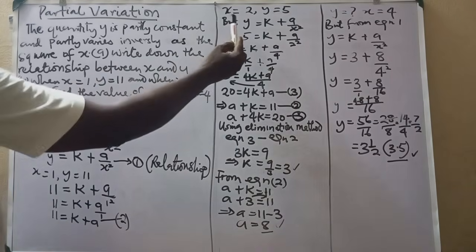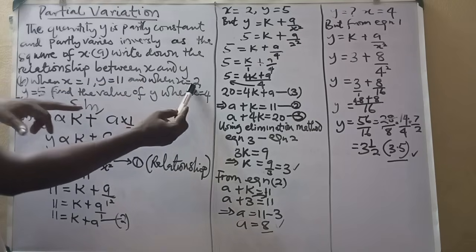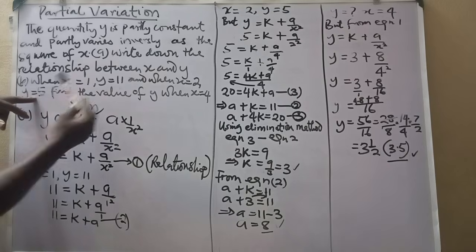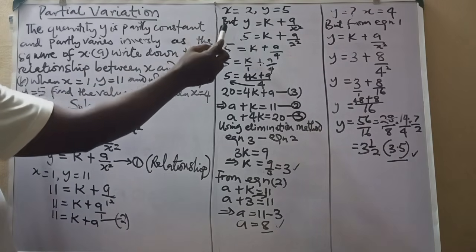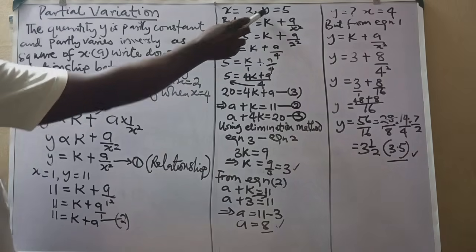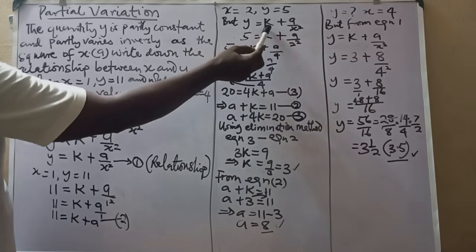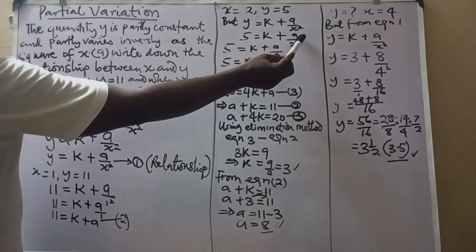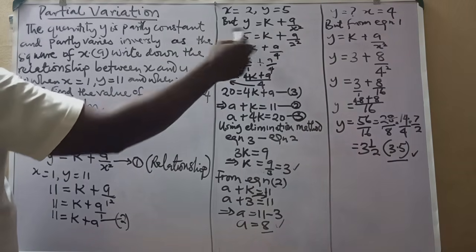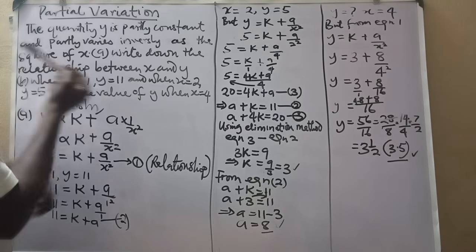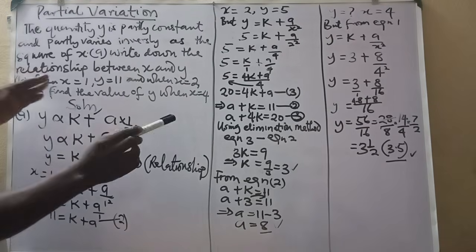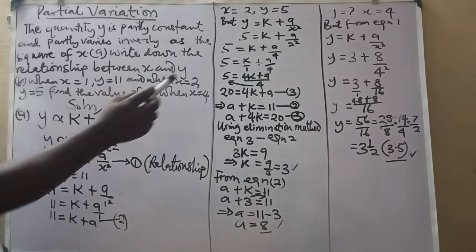Now we can come to the second case. When x is 2, y is 5. You'll be following it step by step. Look at it: x is 2, y is 5. But y is equal to k plus a over x squared. Now look at our y. y is 5, we brought it here. k is here, then plus a, then our x is 2. So we're trying to find the value of k in this place. By the end of the day, in all partial variation, you must form simultaneous equations. Look at it here now.